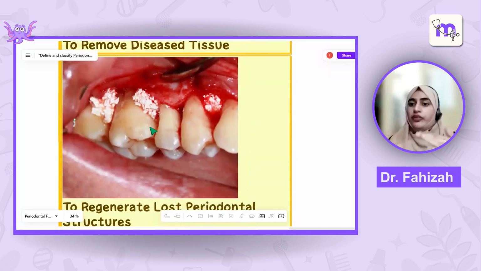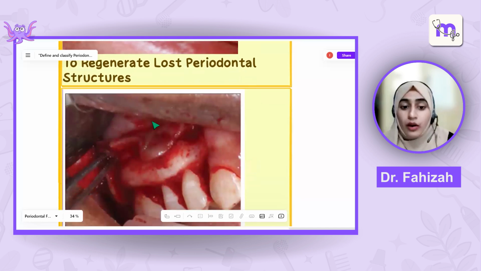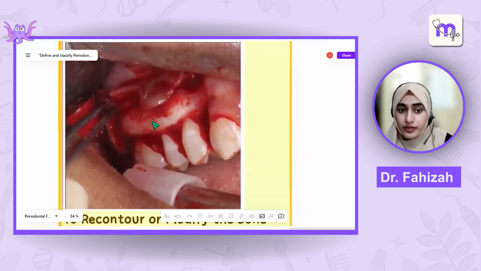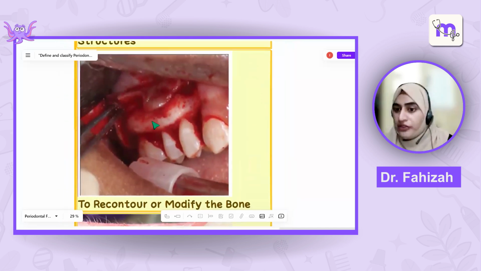Next is to regenerate the lost bone. Even for those kinds of flap, when you're adding bone grafts, you open the flap. So this is another indication. Where else? This is to do recontouring or modifying of the bone. That's when you lift the flap.